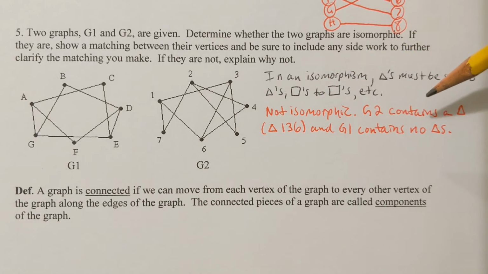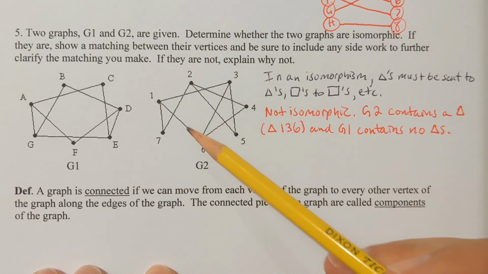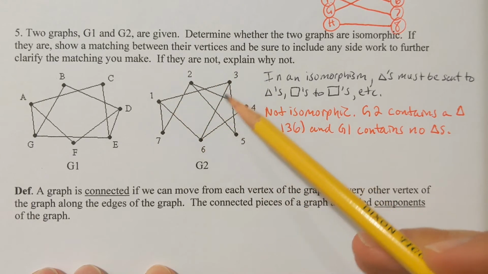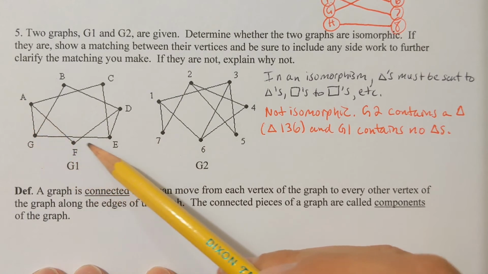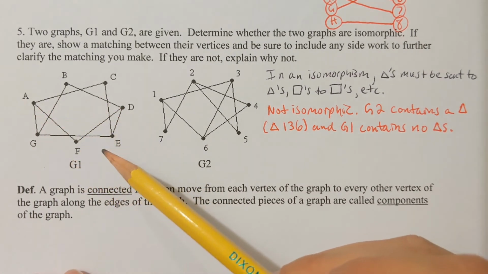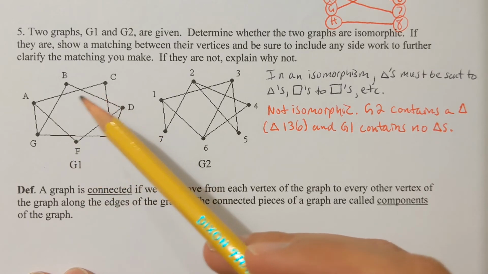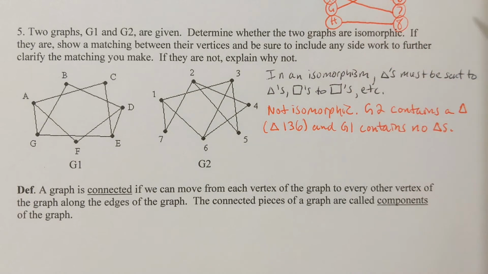The reason is because G2 contains a triangle, which is triangle 1, 3, 6. You can see that triangle that I've made there. And G1 contains no triangles. So no matter what I do with G1, I'm not going to be able to form a triangle there, so there wouldn't be an isomorphism.